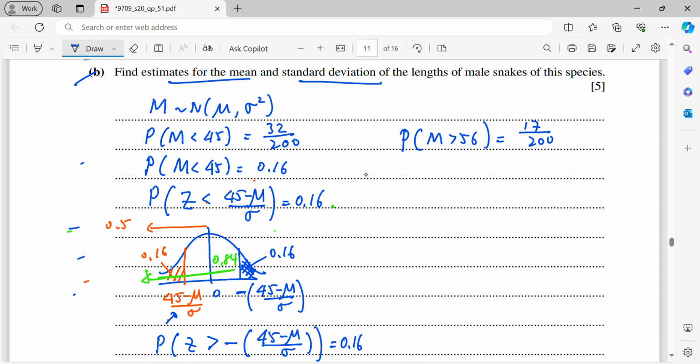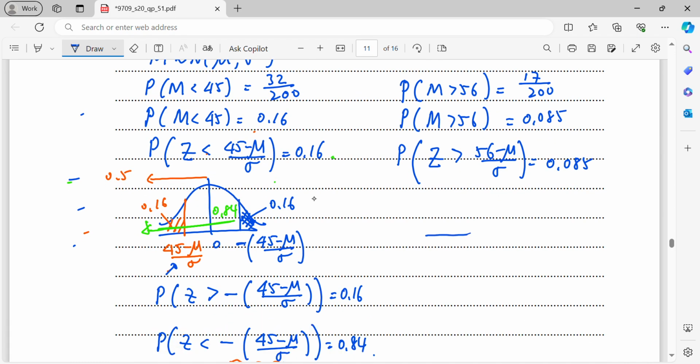Alright, then now you standardize it. Or probably I can change 17 over 200 is basically 0.085. And then now I standardize. It will be 56 minus mu over sigma. And again, now I sketch a graph. Okay, I have two lines, right?